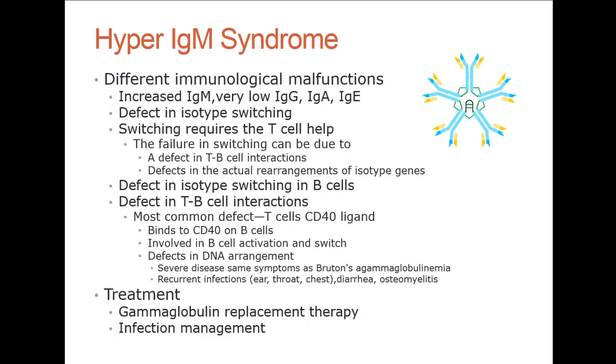So with this, we do see severe symptoms like Bruton's agammaglobulinemia that we're going to talk about in a minute, and recurrent infections. So they'll have ear, throat, chest infections, diarrhea, even osteomyelitis, which is a bone inflammation. We treat this with gamma globulin replacement therapy. So they're going to give those patients IgG, IgA, IgE, and we're going to try and manage those infections as best we can.